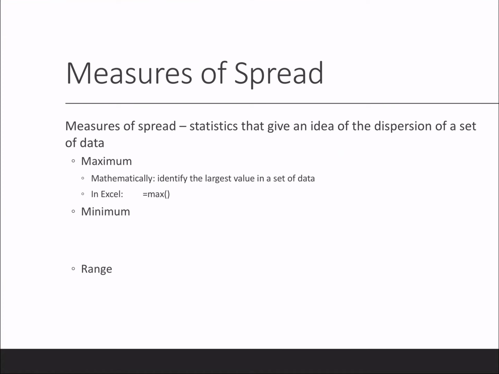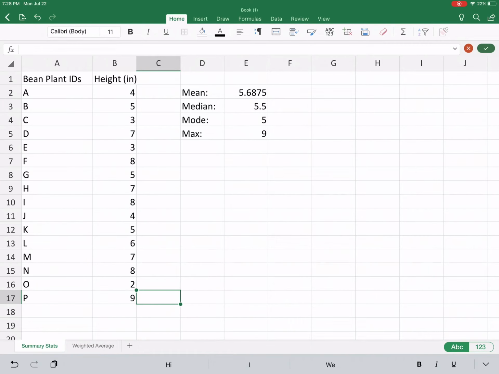Another measure of spread that's kind of the opposite of maximum would be the minimum value. Mathematically, this is just the smallest value in a set of data. And again, Excel has a nice handy little formula for us, which is equals min. Go back into Excel.